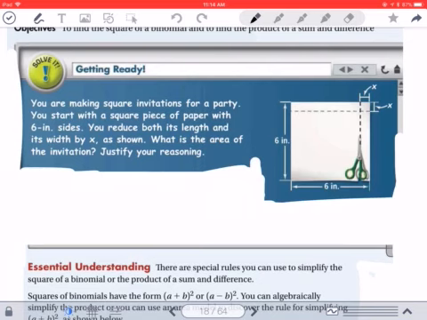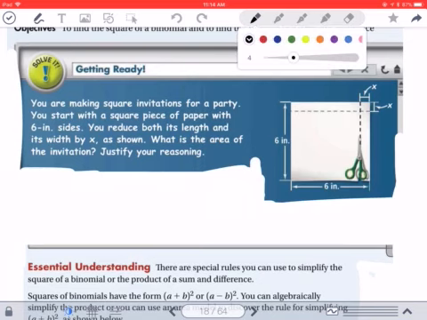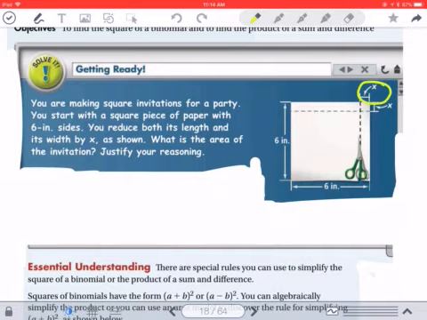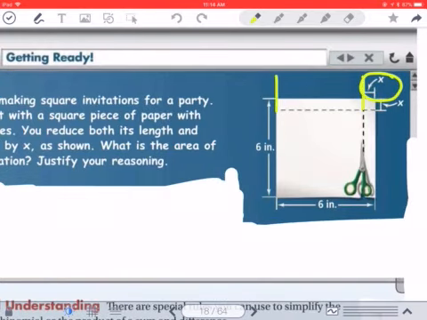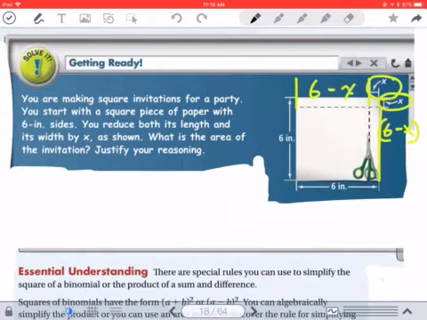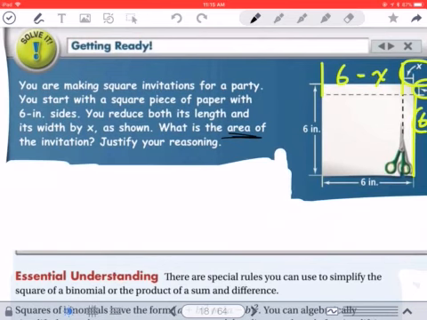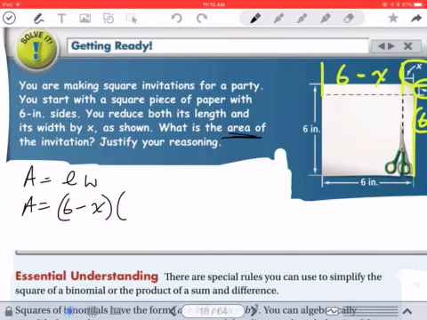So the first thing is you've got a square piece of paper here. You're going to cut off an X amount of distance. So the new expression for this length would be 6 minus X. And you're going to do the same thing over here with the width to keep it a square. So that's going to be 6 minus X over here. If I wanted to find the area of this, which is what it's asking for, area is length times width. I know the length is now 6 minus X, and the width is 6 minus X. I could also write that as 6 minus X squared. Okay, so those two things are equivalent.